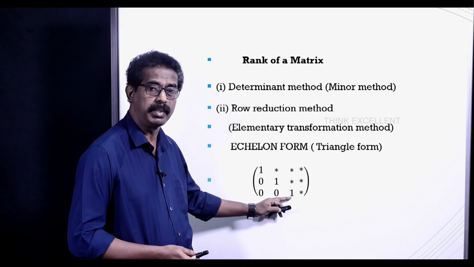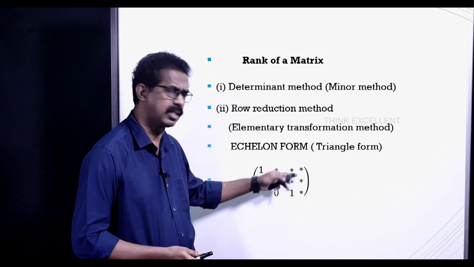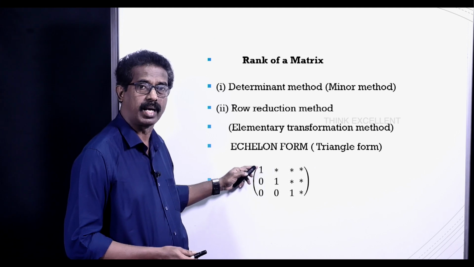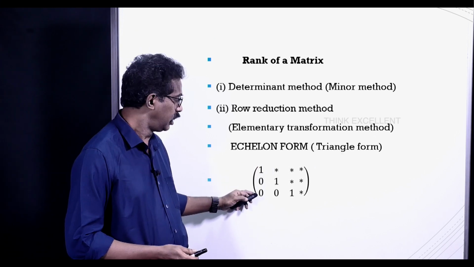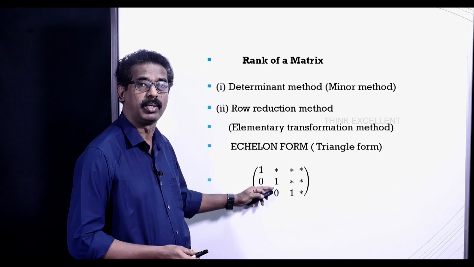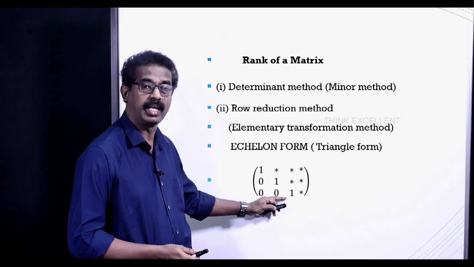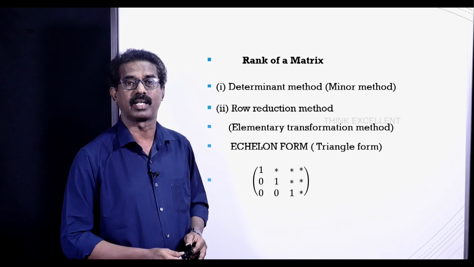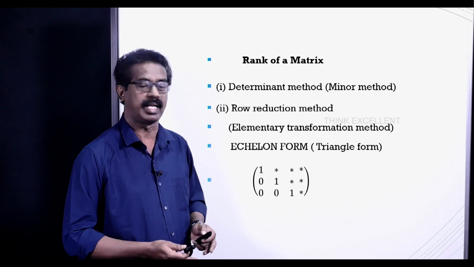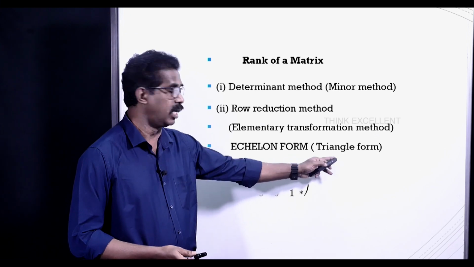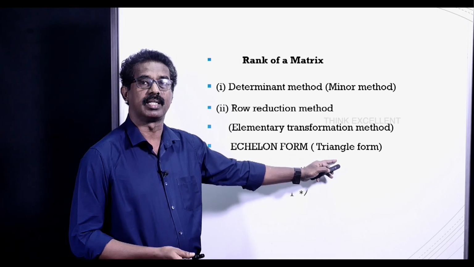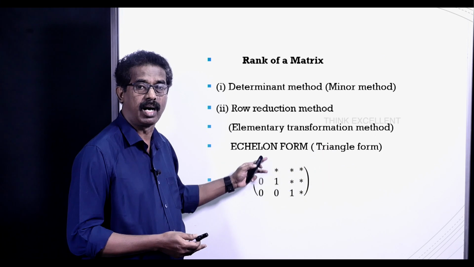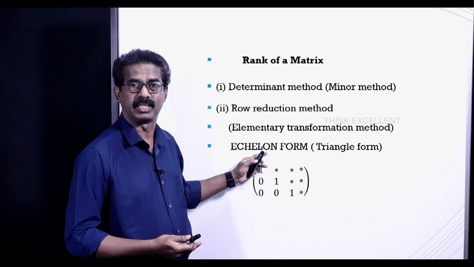Third row, third element you make it 1. Above that any number, no problem. Listen again. First row, first element you have to get 1. Below that you have to get 0. Second row, second element is 1. Below that 0. And the third row, third element is 1. If you are able to write in this form, we call it echelon form. Another name of echelon form is triangle form.